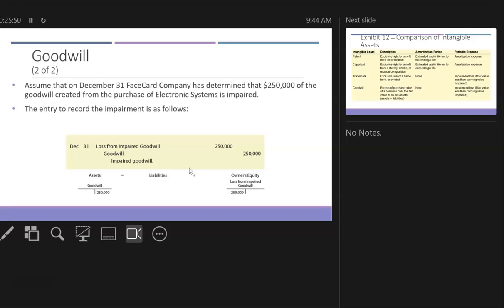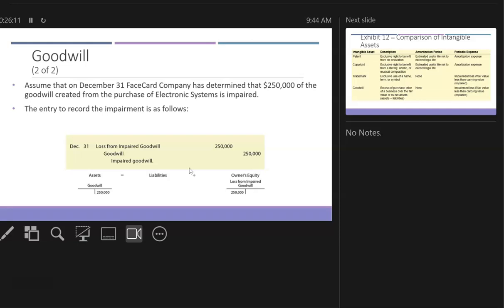Or excuse me, this is an impairment. Let me explain. Goodwill occurs when one company purchases another company for greater than the value of all its assets. Okay? Now, why would someone do that? Because there's value in the name or value in whatever business you're taking over.